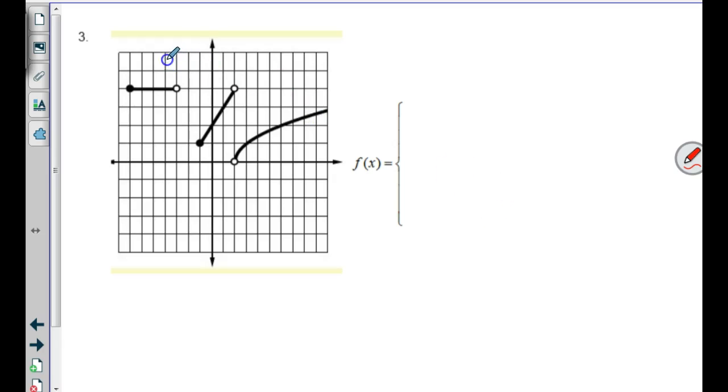I want the entire descriptor for this one. Who's got this? Dominic? Between what x values is it?